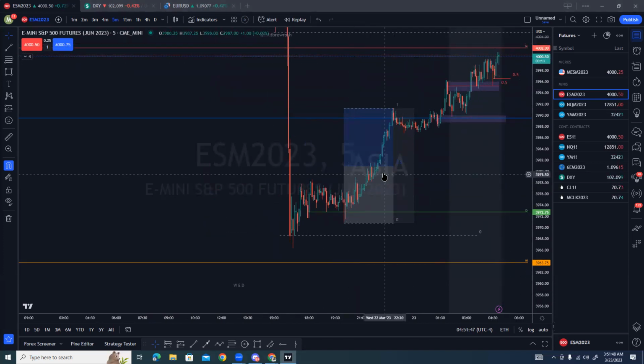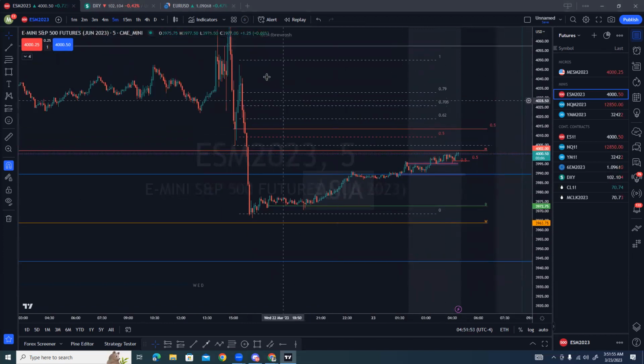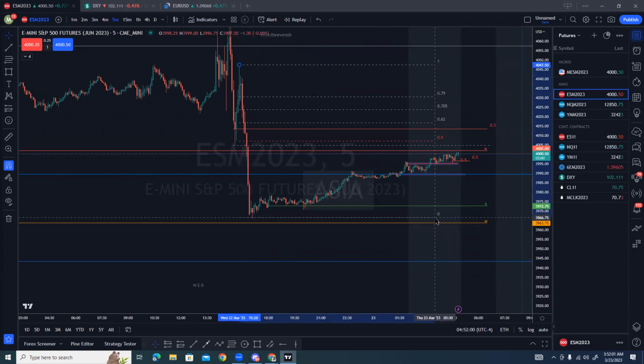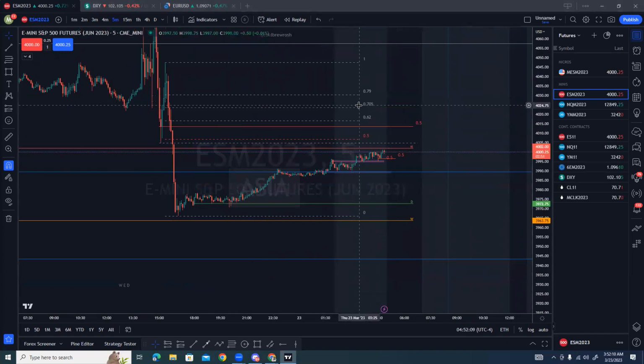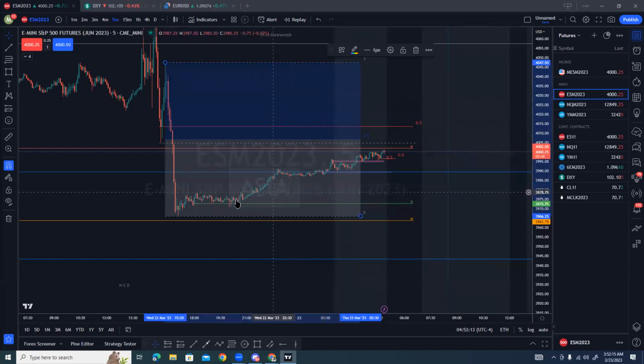So, like when we first got on, we created this Fibonacci right here. This is the dealing range that we're looking at, this last leg down from the news event. And that's where price is just gradually coming up. So if I change this to my premium and discount, I am only taking buys from this area. So I'm looking for buys.